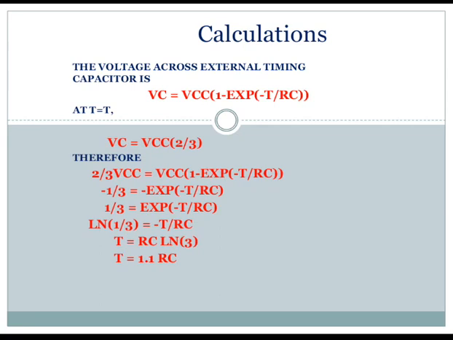Yes, we have 2/3 of VCC equal to VCC into (1 minus e power minus t by RC). So by cancelling VCC on both sides, we have 2/3, which is equal to e power minus t by RC. So in order to find the value of t, you should take ln on both sides. So our final expression is t equal to 1.1 RC.